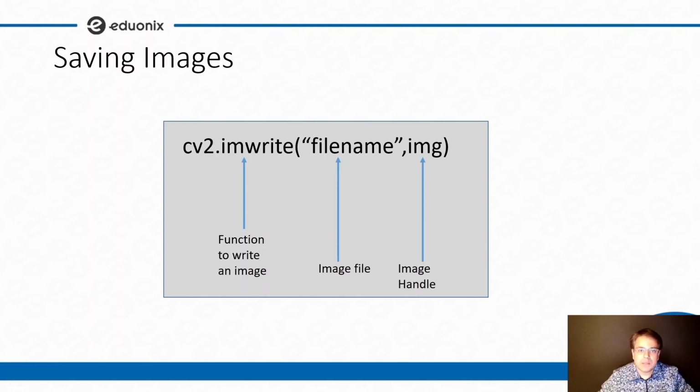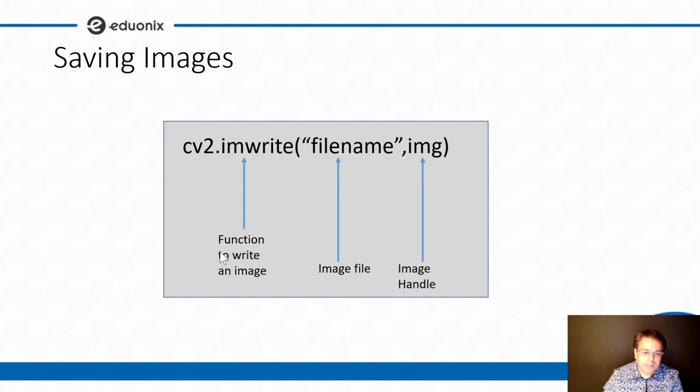This could be a path to a directory and a file name, and an extension. So for example, a JPEG or a PNG file. And then the image handle, which basically refers to the matrix that we used to convert to an image before we saved it here.